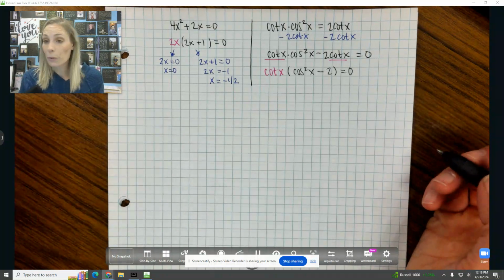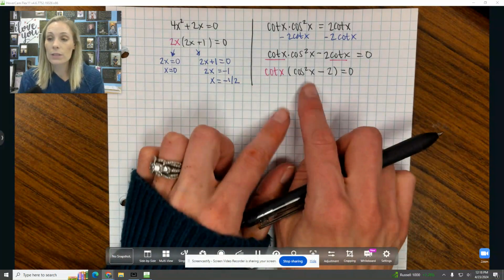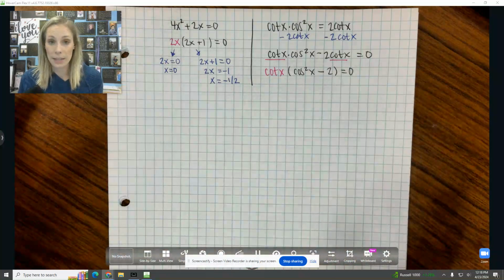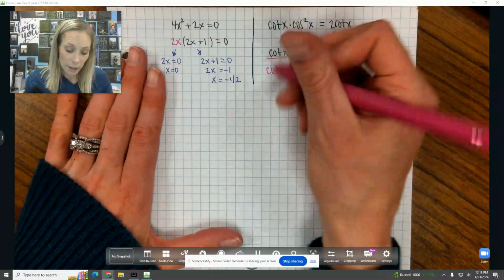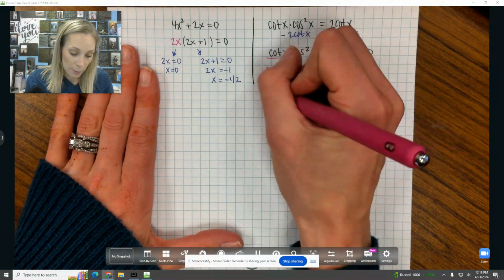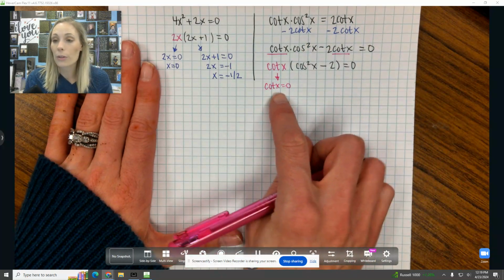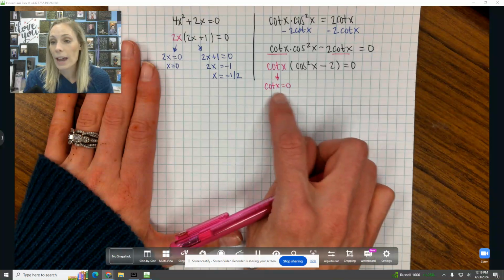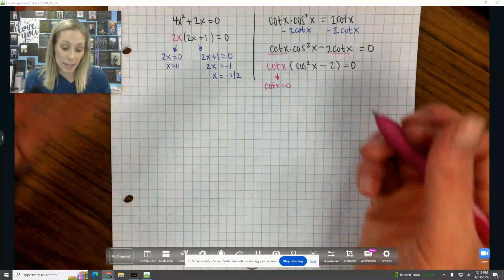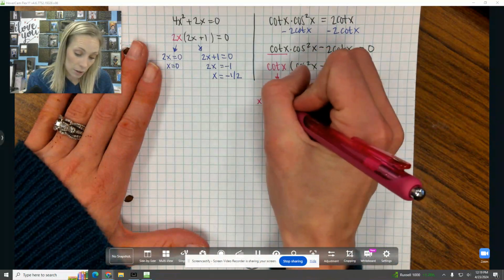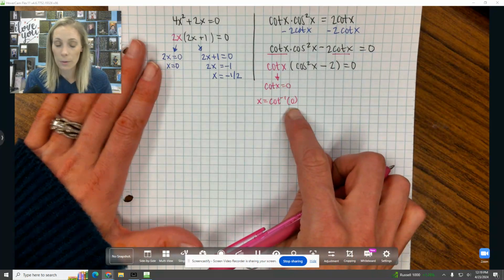Now, just like before, we have different factors. If either of these factors equals 0, 0 times anything is 0. So we're going to do the same exact process here. We're going to take each of our factors and set them equal to 0, and work our way all the way through. So right now, I've got cotangent of x equals 0. I'm going to take the inverse cotangent of both sides. And so I want the inverse cotangent of 0.